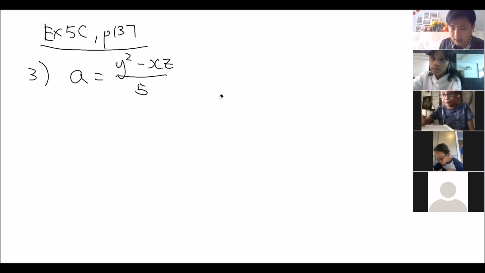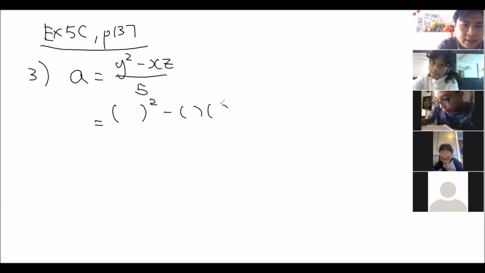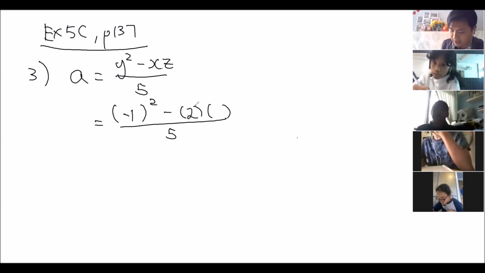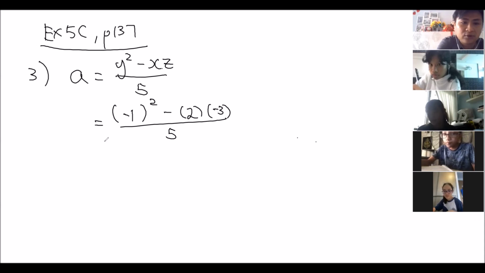So now we want to put in the numbers. What are the numbers that are given to you? X is 2. Y equals negative 1. Z equals negative 3. Very good. Okay. So every time we replace some numbers, we will put in the brackets. So bracket over 5. Okay. What's the value of Y? Negative 1. What's the value of X? 2. You put in the 2. What's the value of Z? Negative 3. Very good. Awesome. Then this part you can just press your calculator. So it'll be 1 plus 6. So 7. 7 over 5.